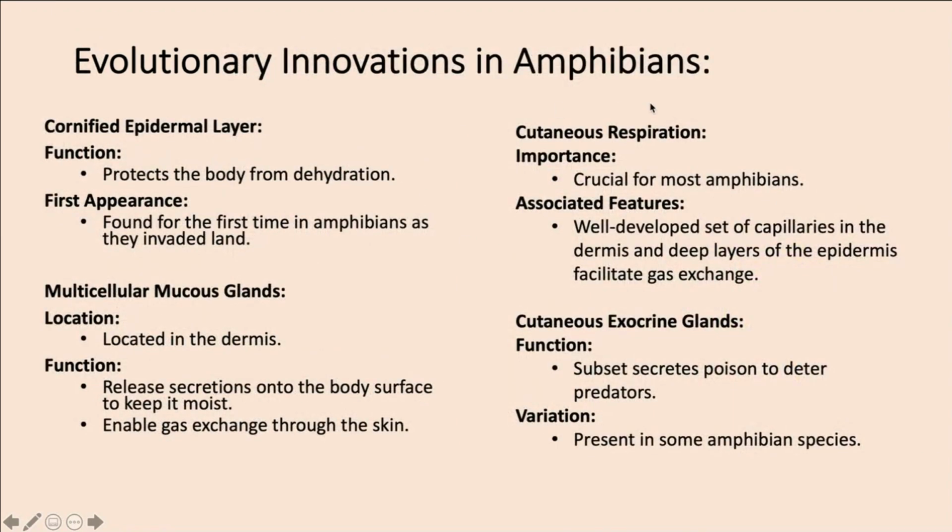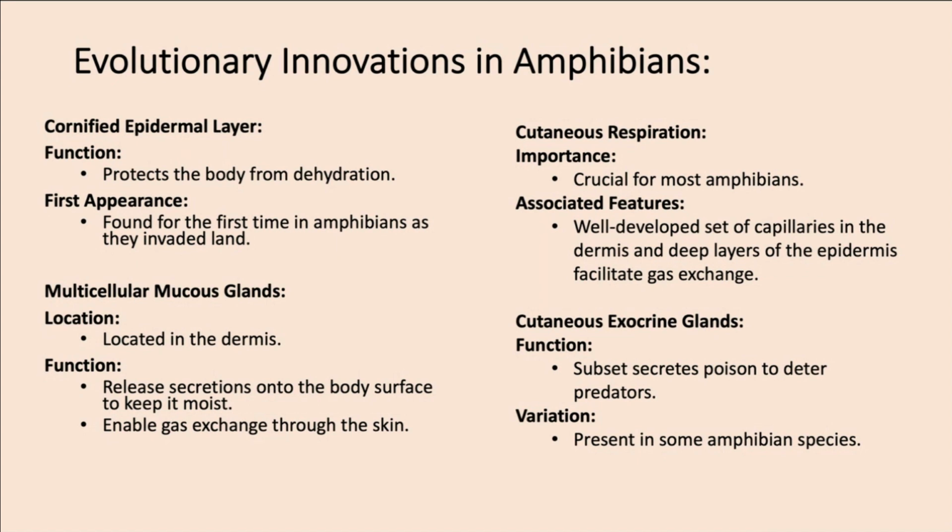Okay, now the evolutionary innovations in amphibians. So amphibians have, first of all, a cornified epidermal layer. This just means that their epidermis is a little bit harder, a little bit tougher. And the purpose of this is to protect the body from dehydration. So even though they are amphibians, they are still trying to make sure that they are not becoming dehydrated. I mean, their skin is always moist, and this is to help them with respiration. But they are just trying to be on the safe side also. So that's why they have a cornified epidermal layer.